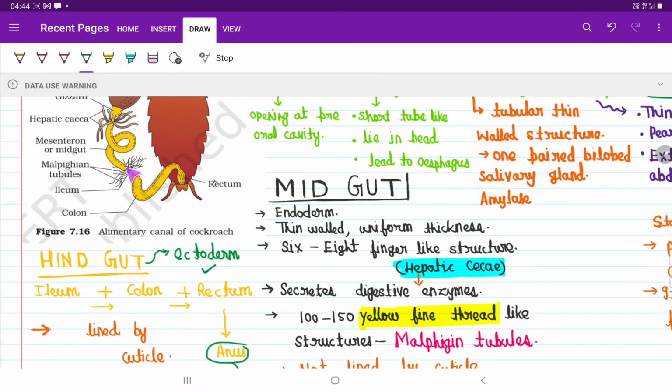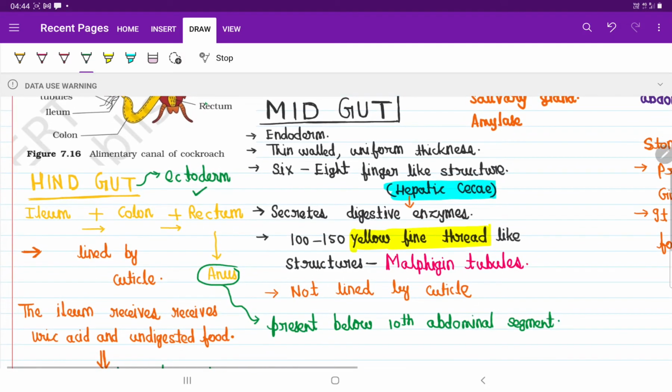Now you see the point where the midgut joins the hindgut. Are you observing so many fine thread-like structures? These 100 to 150 yellow-colored fine thread-like structures are called Malpighian tubules. The Malpighian tubules are for excretion of uric acid. Another point is that the midgut is not lined by cuticle. Our hindgut is lined by cuticle, foregut is lined by cuticle, but midgut is not lined by cuticle.